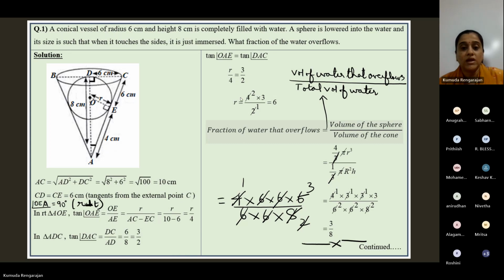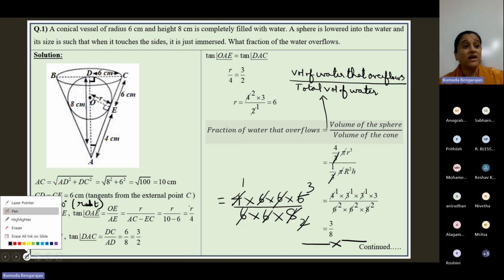No, that means I've not calculated correctly. One minute. R by 4 is equal to 3 by 4 here. By mistake, I've written 3 by 2. No, because I can't get 3 as the answer. The fraction that overflows cannot be 3. Okay. Anyways, thank you, Jai Varshini. Yeah. So here I've gone wrong.